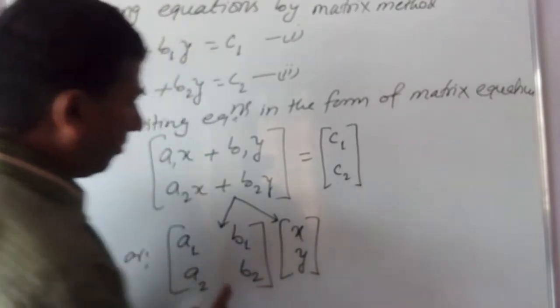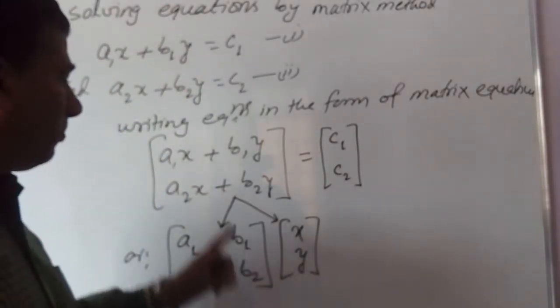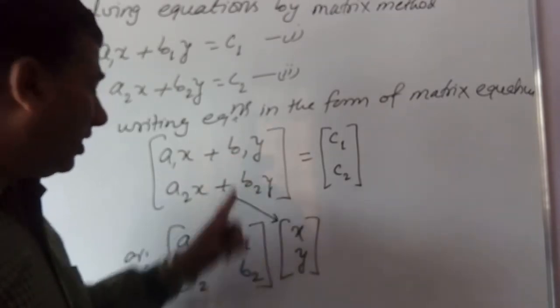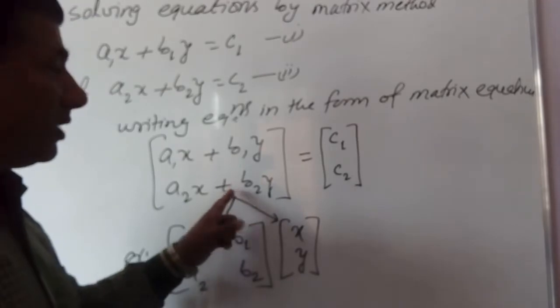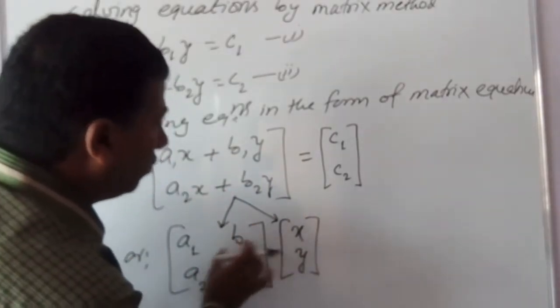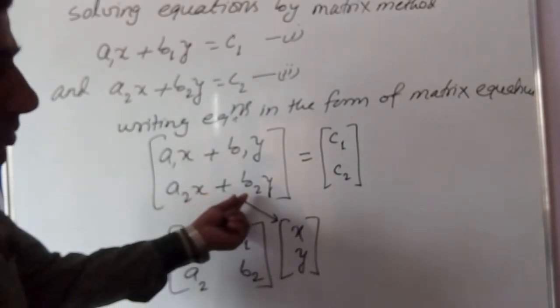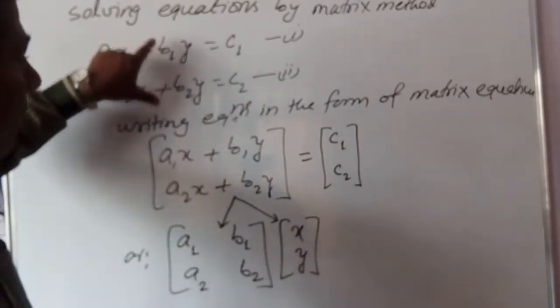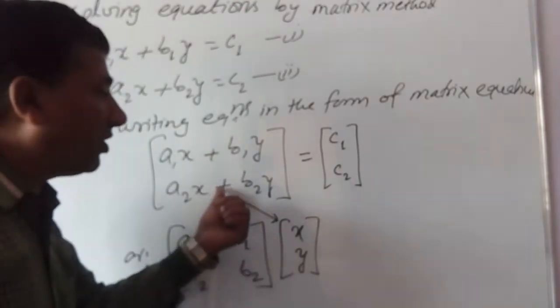Now if we multiply these, we will get a1x plus b1y, a2x plus b2y. Again, we will get this one. It means if we multiply these two, we will get a1x plus b1y, a2x plus b2y. That's why we can write this in this form, and this one we can split in this way. If we multiply, again we will get this one.